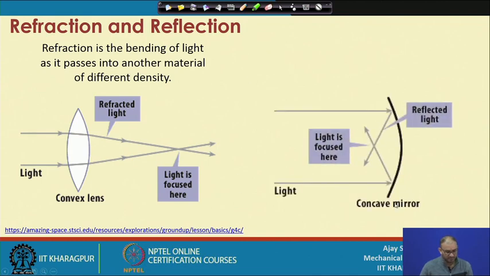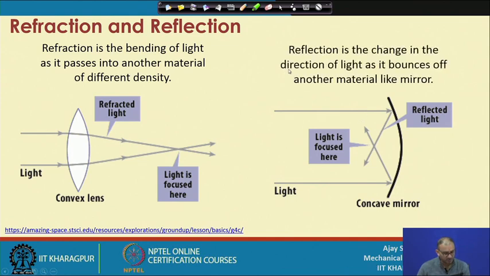Another thing is the mirror, because in a lens we are transmitting light through the surface, but here we are reflecting the light. The light is coming parallel in this direction, and depending on the concaveness of this particular mirror, you will get the focus point at a different location, right. So, what is reflection? Reflection is the change in the direction of light as it bounces off another material like a mirror. So, a mirror also needs a very high finish.